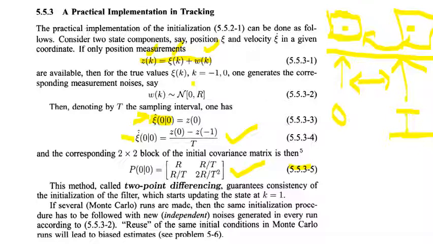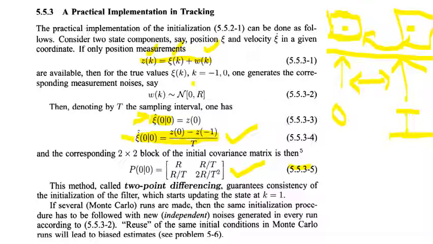This method is called two-point differencing. It guarantees the consistency of the initialization of the filter. You are not just simply putting some random value instead of this velocity. It's a random value, but it's not a fluke. You are actually giving it the velocity based on certain calculations.